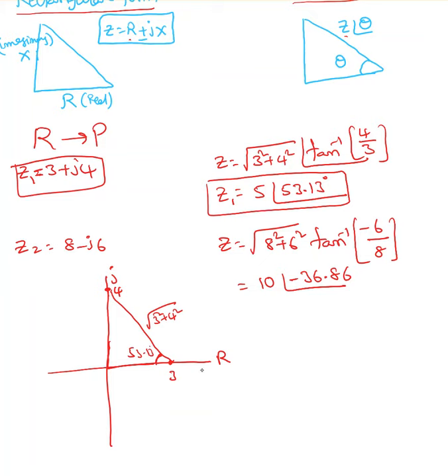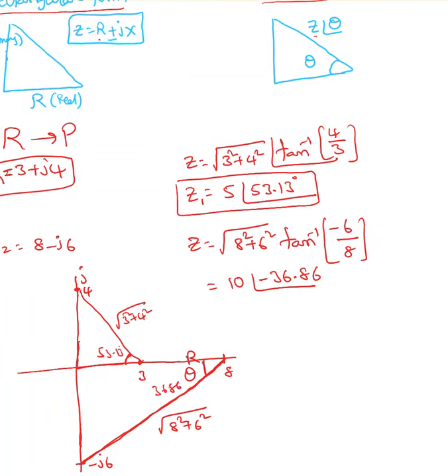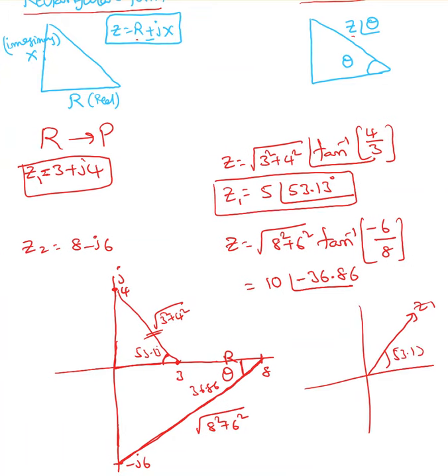And 8 minus j6. So here is somewhere 8, and minus j6 is somewhere here. So the magnitude is 8 square plus 6 square under the root, and here is theta. You will end up with a negative angle there since it's in the fourth quadrant. So theta here is 36.86. Another way of representing, instead of writing in this format, usually we'll write this: z1 at an angle of 53.13, and z2 at an angle of minus 36.86. This is how we convert rectangular to polar.